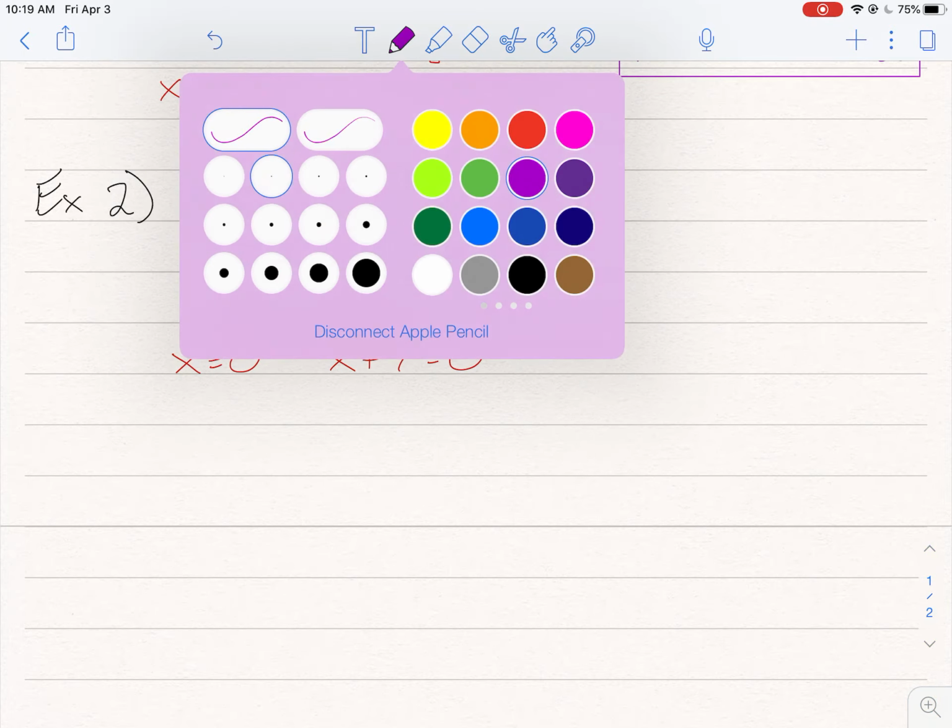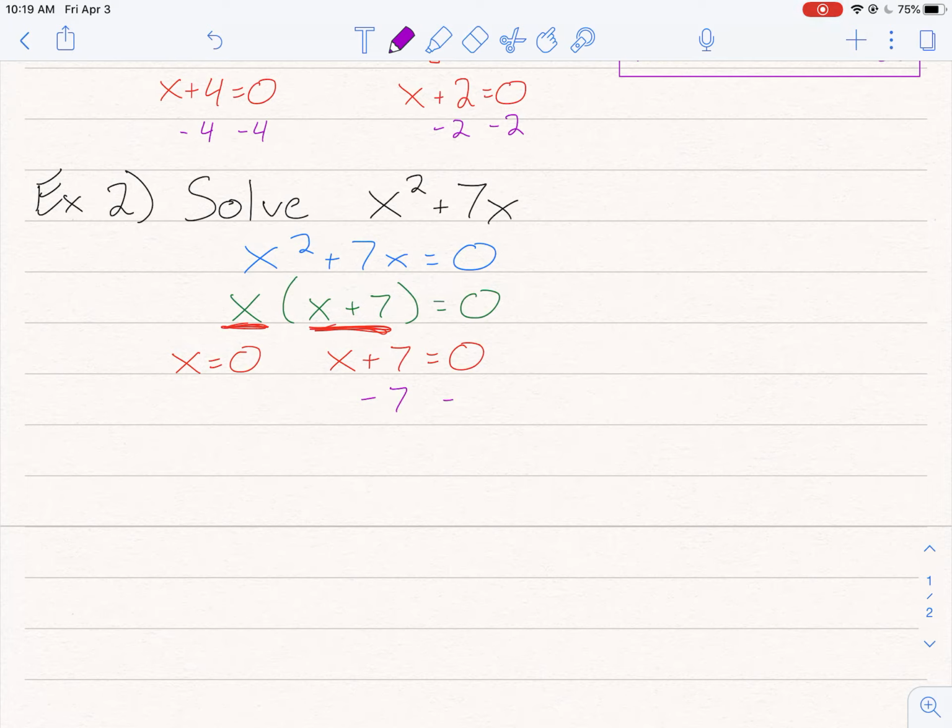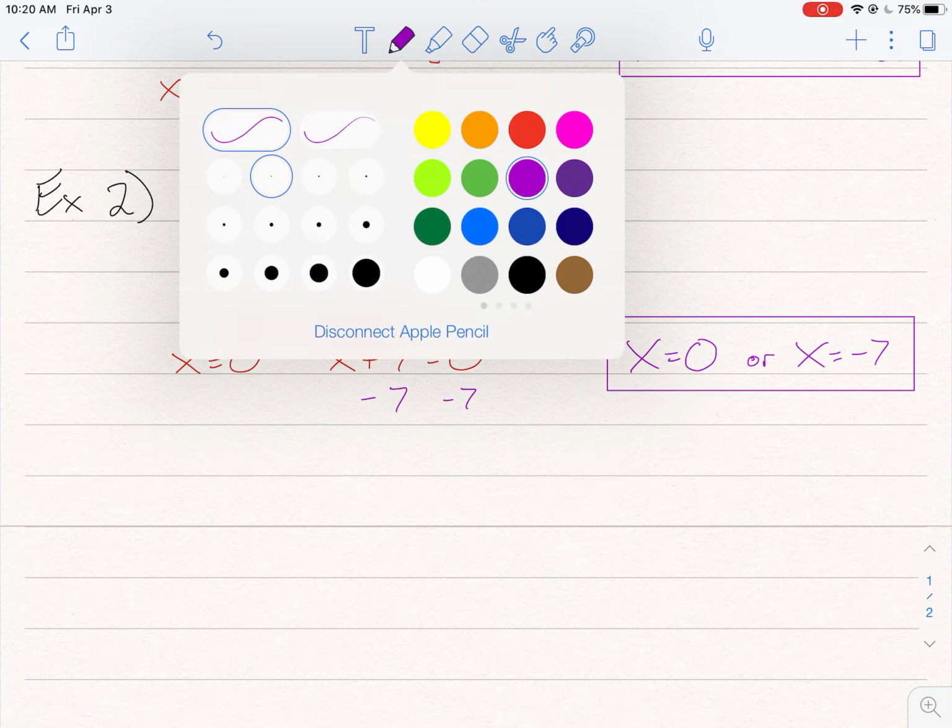And then solve. This x equal to 0 is already solved, but then if I subtract 7 on both sides, I get x is equal to 0. That part was already kind of given to us. Or x is equal to -7. So this one was pretty quick because once you factor it, you almost kind of have your answer already. So those are your two answers. X is equal to 0 and x is equal to -7.